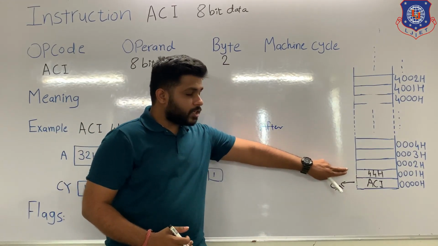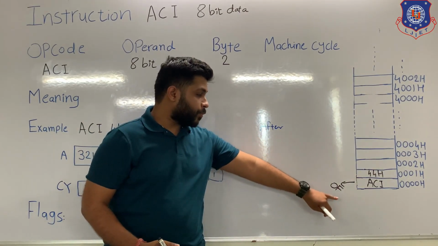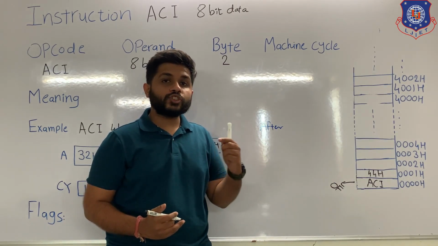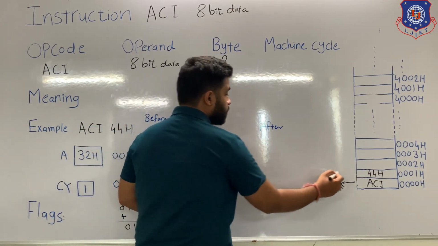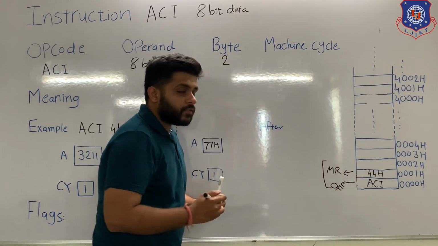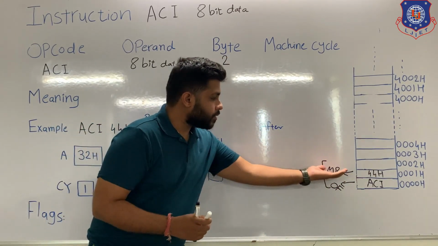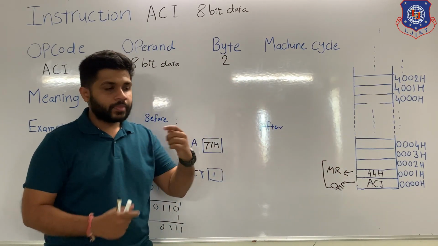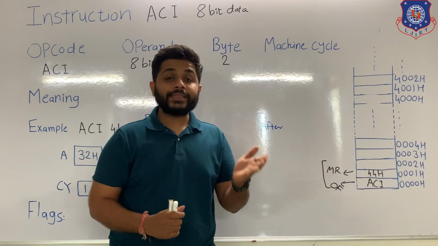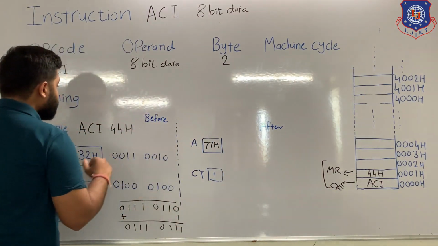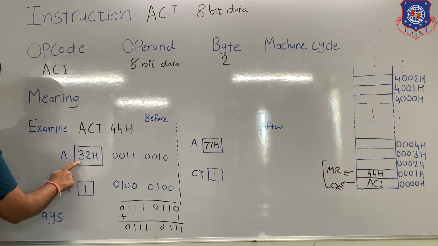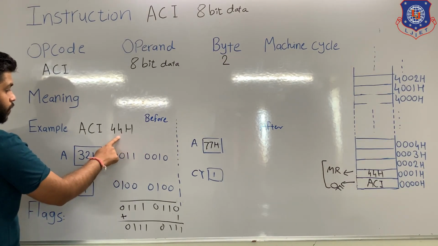Now, this whole instruction is not read when the opcode fetch is performed. To read the whole instruction, the microprocessor has to perform one more machine cycle, that is memory read. So when opcode fetch and memory read are performed, this whole instruction will be transferred to the microprocessor. Then the processor will decode and execute. Now let's pay attention to the execution process. In the execution, what is happening? The addition process is being done between the accumulator and 44H.